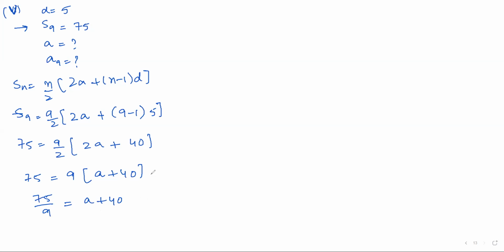Yes, you can divide this by 3 if you wish. So 3 into 2 is 6 and then 15. So 25 divided by 3 is equal to a plus 40. Is this correct? So you can do 25 divided by 3 minus 40 is equal to a.